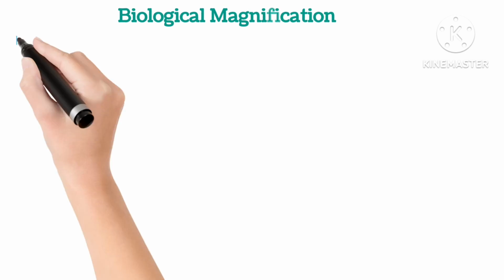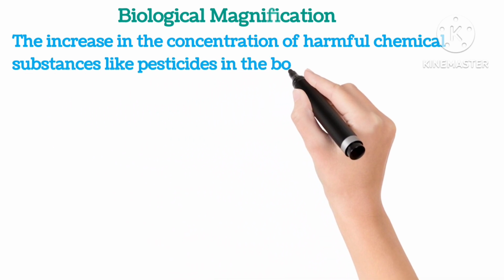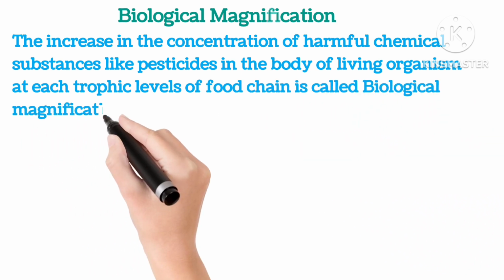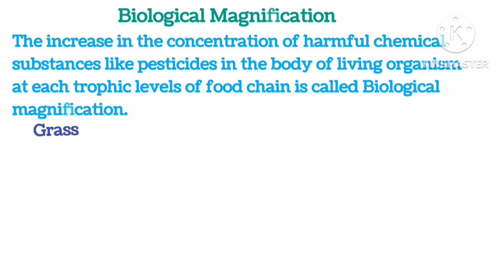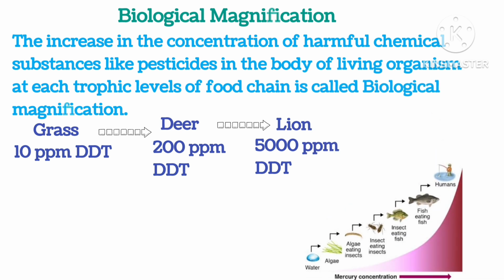Biological magnification. The increase in the concentration of harmful chemical substances like pesticides in the body of the living organism at each trophic level of food chain is called biological magnification. As you can see, the grass has 10 parts per million of DDT, whereas the deer eating grass has 200 ppm DDT and lion eating deer has 5000 ppm DDT. You can also see here that the mercury concentration keeps on increasing as we go towards the higher trophic levels.